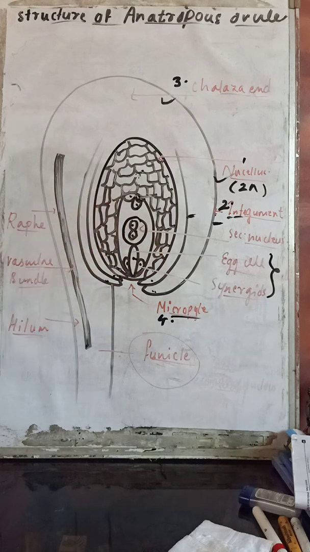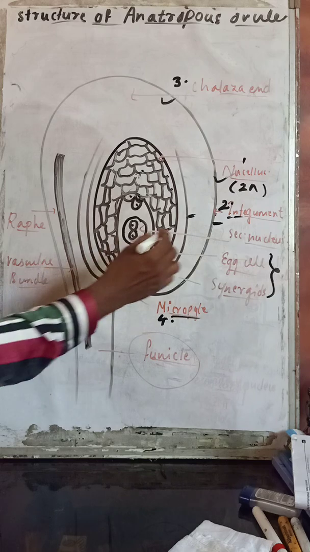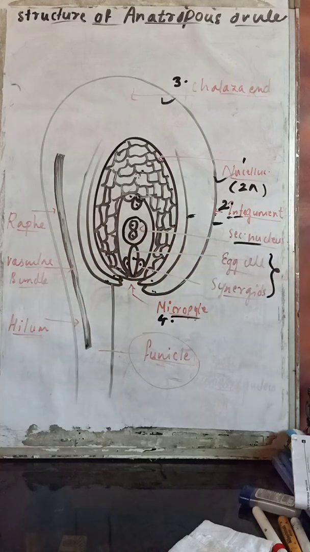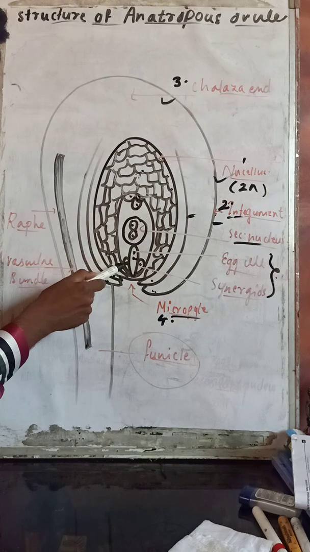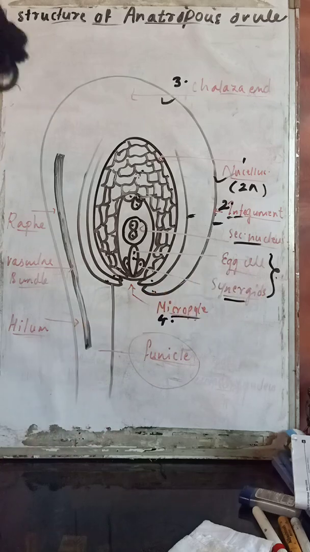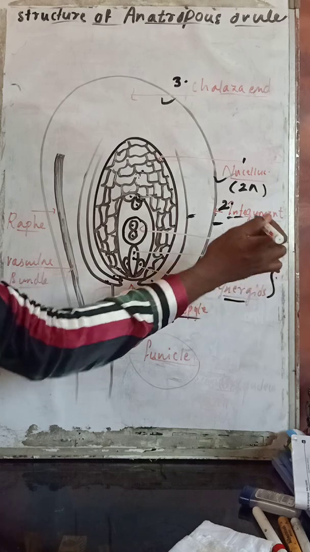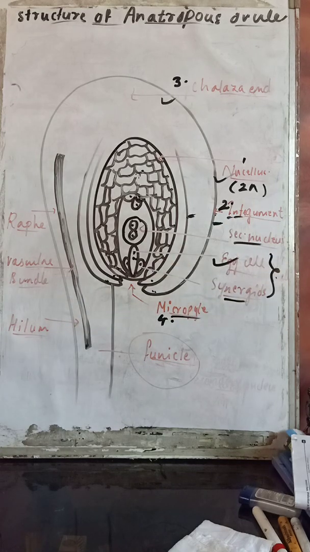Second is the secondary nucleus. The secondary nucleus is formed by the fusion of two haploid daughter nuclei, so it is diploid in condition. After fertilization, the secondary nucleus develops into the endosperm, which is triploid in nature. Third is the egg apparatus. In the egg apparatus, the central cell is called the egg cell, and the two flanking cells are called the synergids. The egg cell and synergids are haploid in nature. After fertilization, the egg cell forms the zygote, and the synergid cells undergo degeneration.